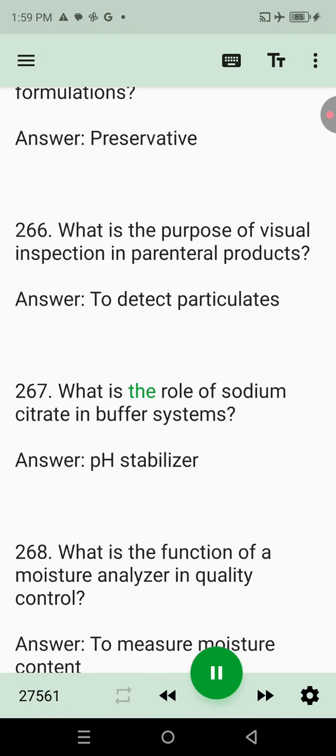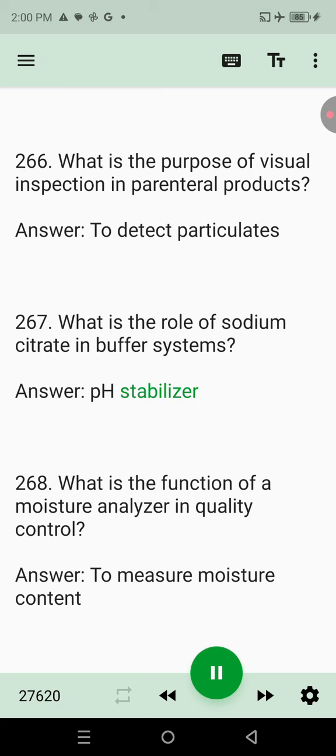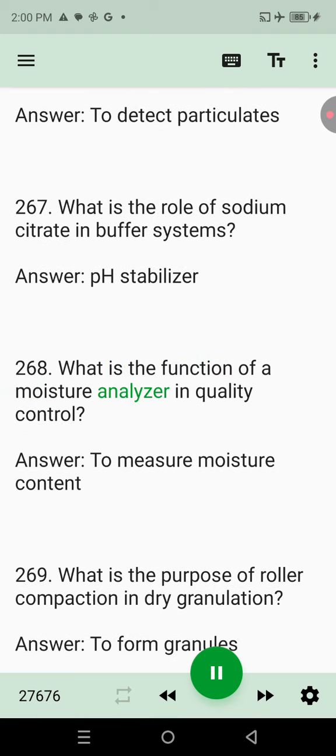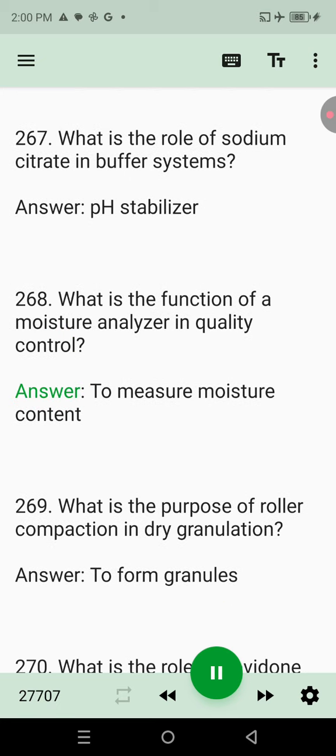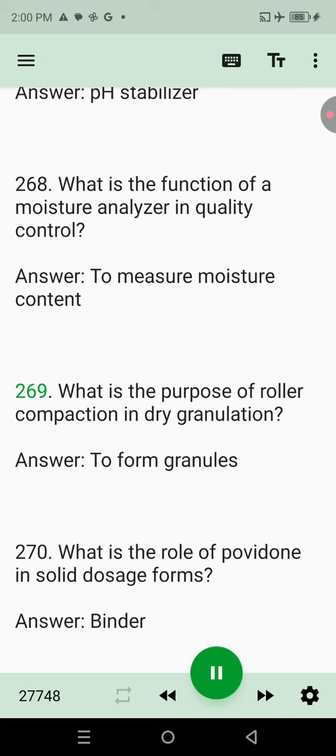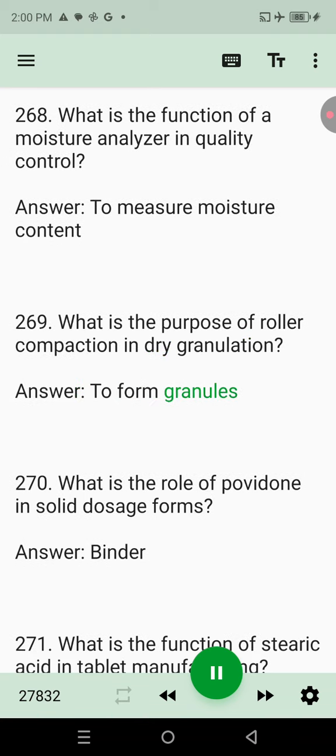267. What is the role of sodium citrate in buffer systems? Answer: pH stabilizer. 268. What is the function of a moisture analyzer in quality control? Answer: to measure moisture content. 269. What is the purpose of roller compaction in dry granulation? Answer: to form granules.